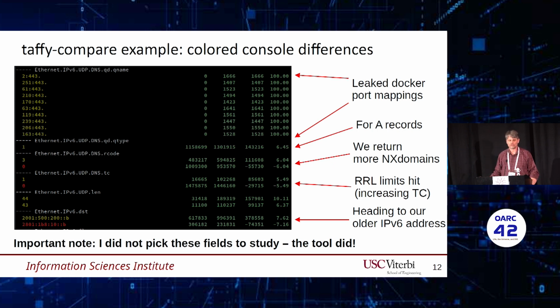Again, this is an early version of the tool. The truncation bit went up because they hit our RRL limits. They were asking so many questions about port that they actually hit our RRL limit, and then we started returning truncation, and they had to come back over TCP. And finally, this is all heading to our older IPv6 address, so it gives us a feeling for, we have now 3 addresses that we bind to, and this was running toward our older one.